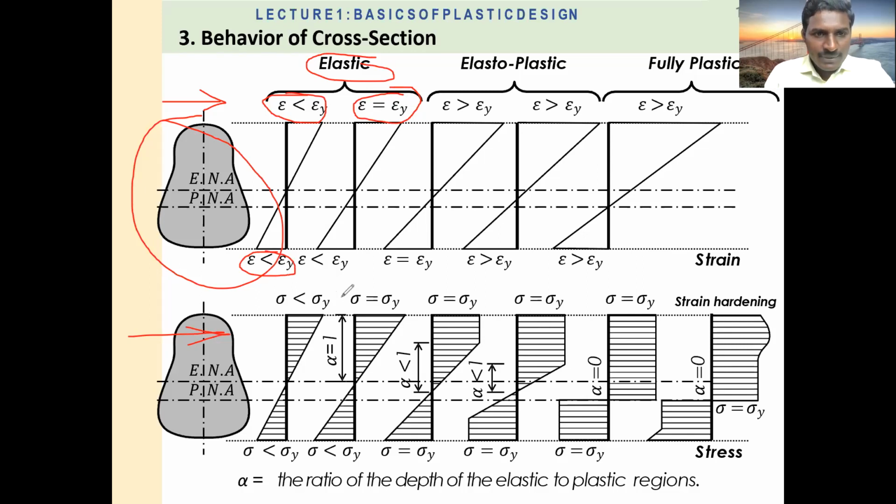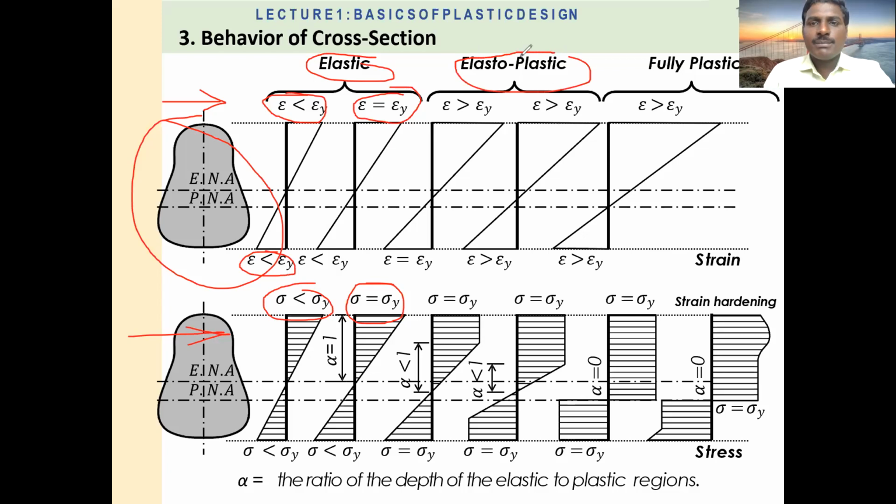But if we compare strain to stress in the elastic behavior, the stress is greater. Stress is less than sigma y, and at yield the stress is equal to sigma y, the stress at yield. So this is the strain and stress.